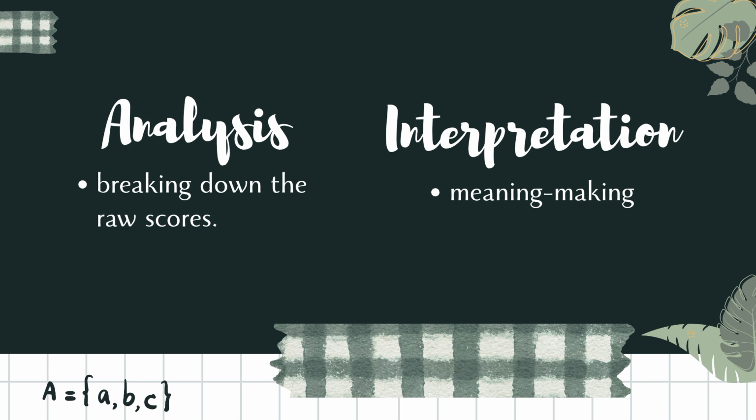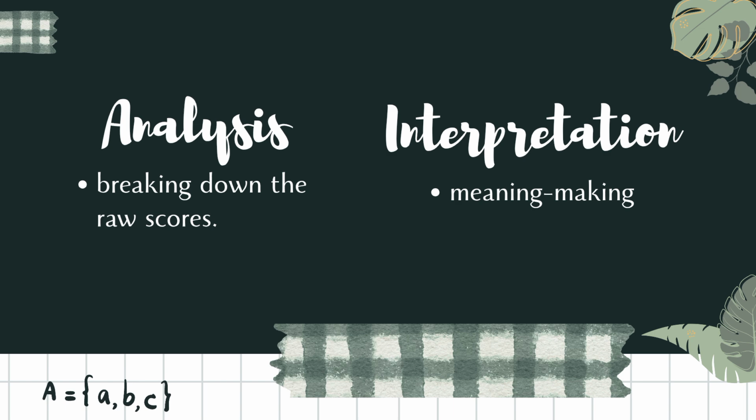Before we present anything, we must first analyze and interpret. Analysis is the process of breaking down the raw scores. You calculate things like the average scores, or central tendency, and see how spread out the scores are, which is dispersion. You're finding the facts and figures.